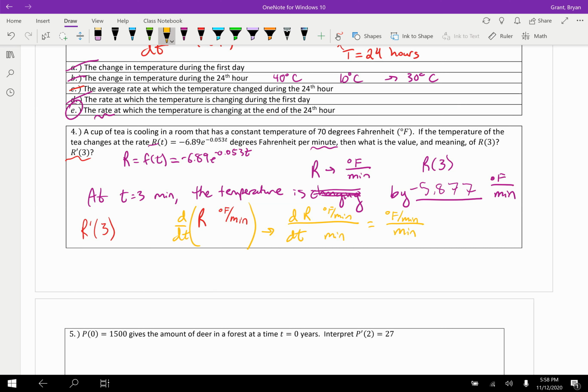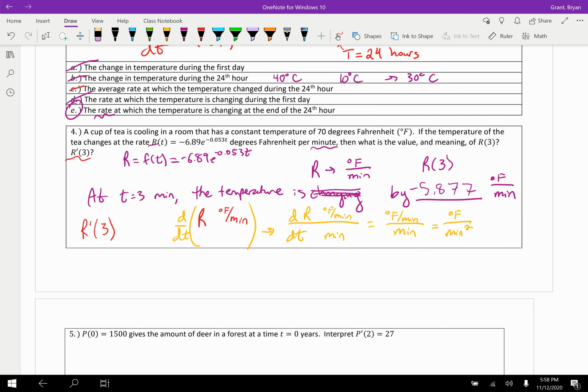And really, you'll find as you take derivatives, whatever the independent variable is just tacks itself onto the denominator. If it makes you happier, you can also write this as degrees Fahrenheit per minute squared. And maybe that's easier to see the pattern. When you take the derivative again, it'd be cubed, and then to the fourth, and so on and so forth. I actually like writing it better this way because, well, we'll see in just a second. Let's go ahead and find the value of r prime of 3.